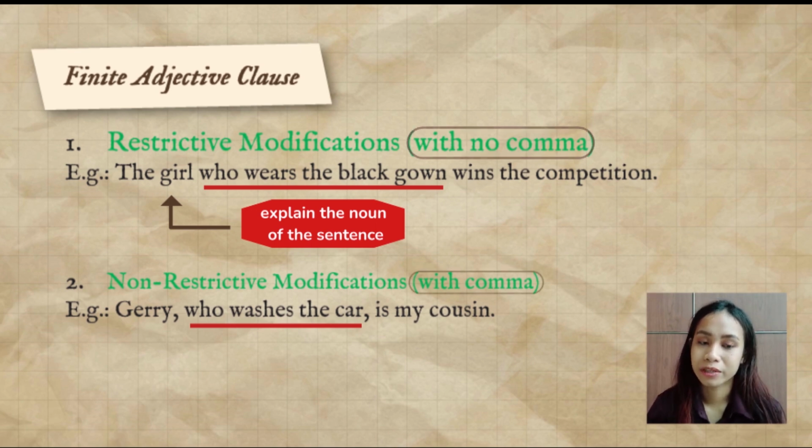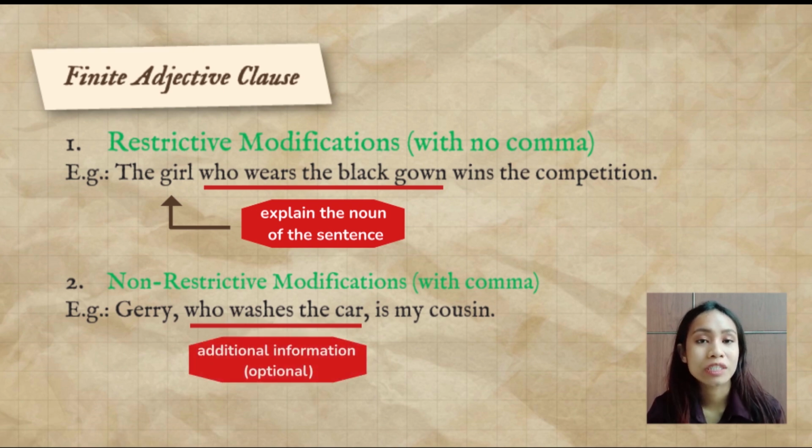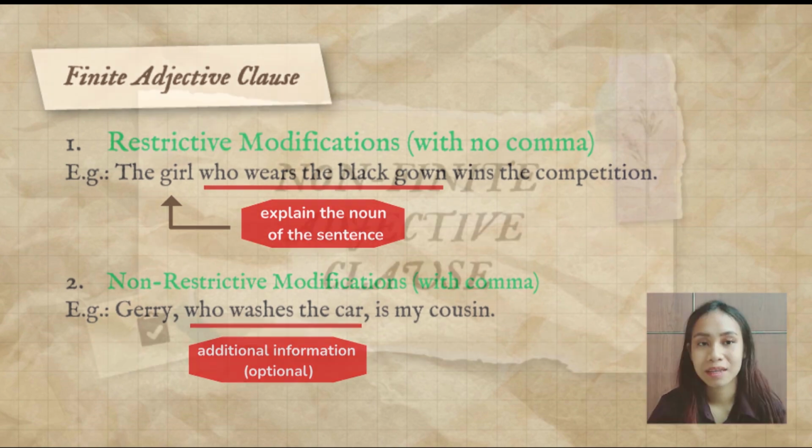For non-restrictive modification, we use a comma. In other words, for non-restrictive modifications, the clause is usually used as additional information only. Even though we omit this clause, we still understand the meaning of the sentence.